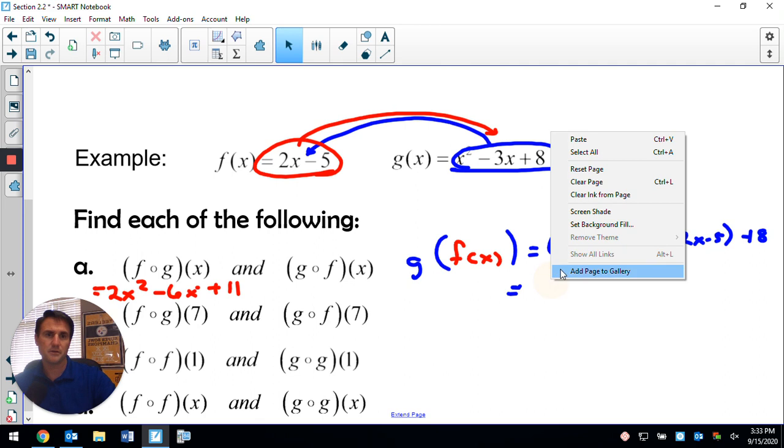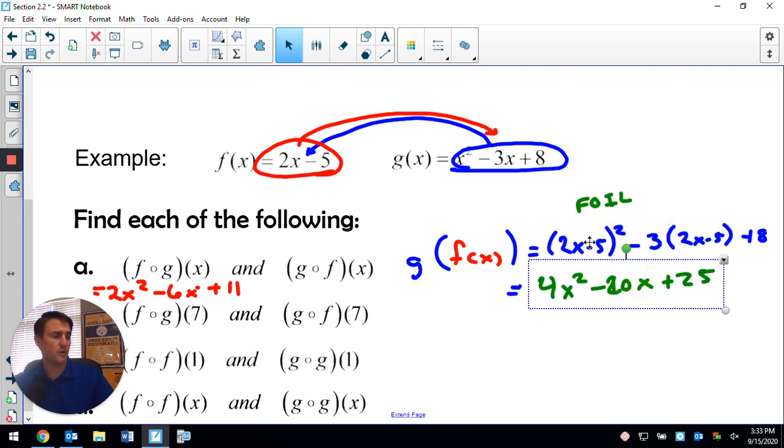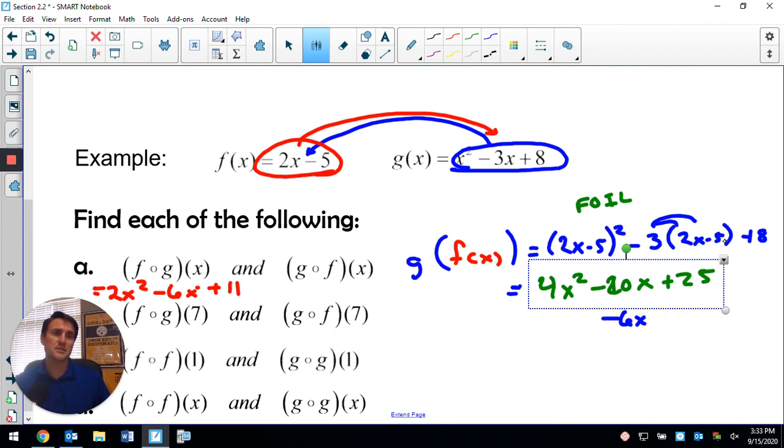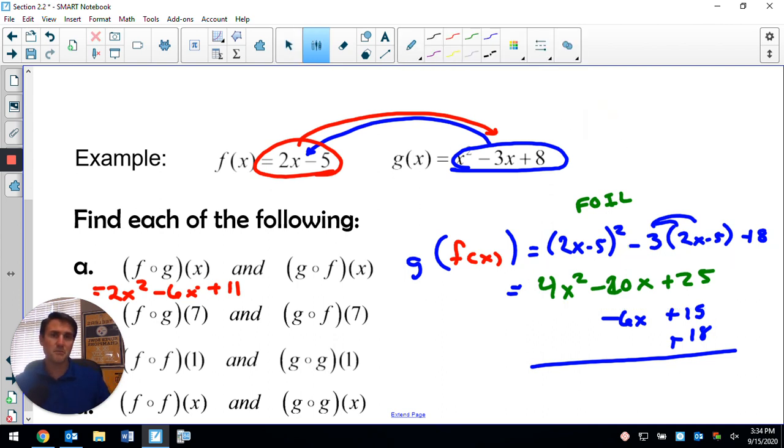So right here, we got that when we FOILed that part. But now we're going to have to distribute on this next one. That's going to give me negative 6x and positive 15 when we distribute. And then we still have that plus 18 hanging on the end. I've stacked mine here so that we can see which are the like terms. Let's go ahead and combine all of our like terms.